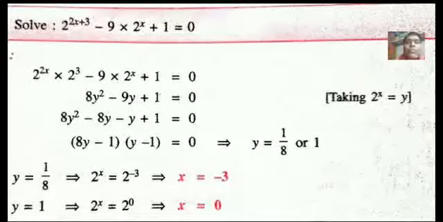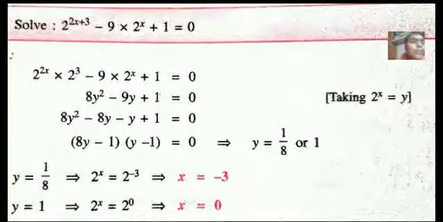Solve 2 to the power 2x plus 3 minus 9 into 2 to the power x plus 1 is equal to 0. Okay, let us see how to solve. 2 to the power 2x plus 3 can be split into 2 to the power 2x into 2 to the power 3. 9 into 2 to the power x, leave as it is, plus 1 is equal to 0. Now 2 to the power 2x can be written as 2 to the power x whole square, and 2 to the power 3 is equal to 8.